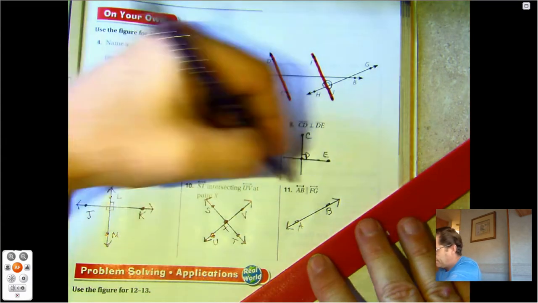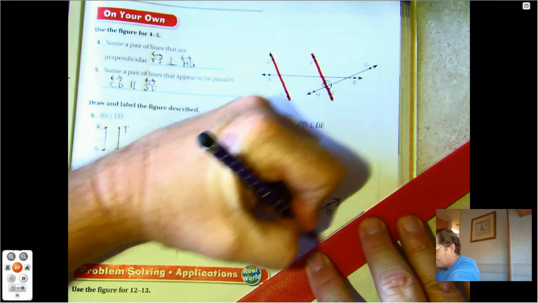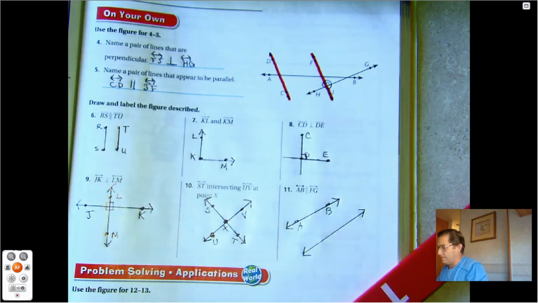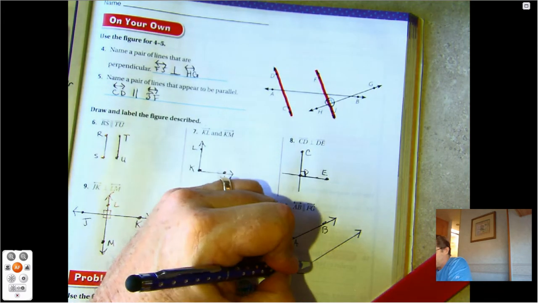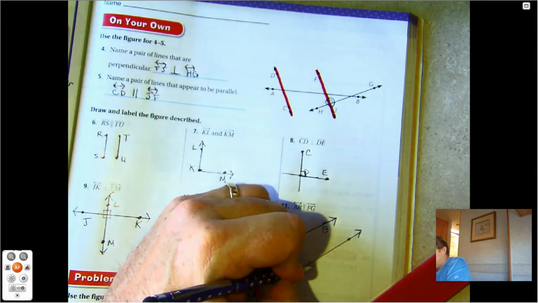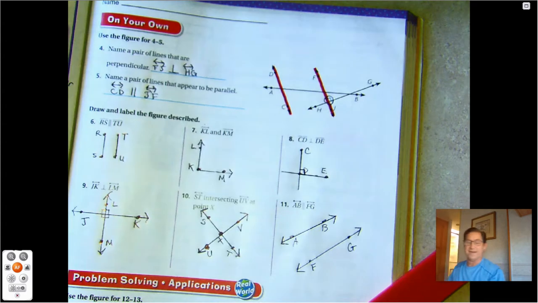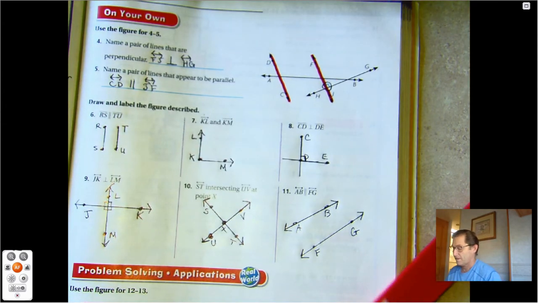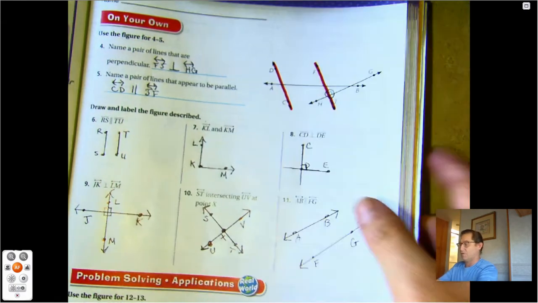Line AB is parallel to line FG. All right, use the figure for numbers 12 through 13.